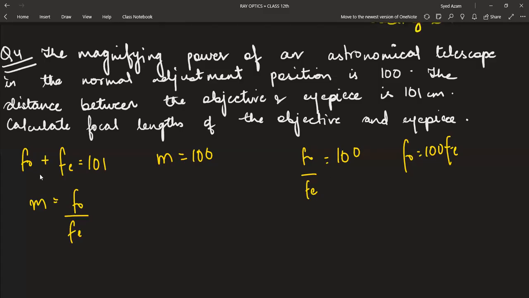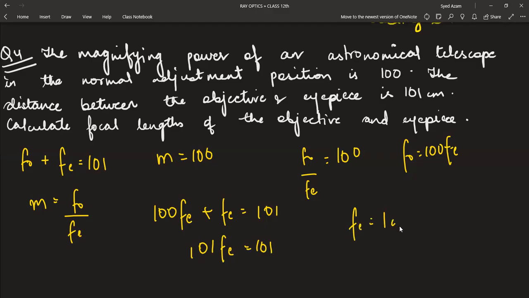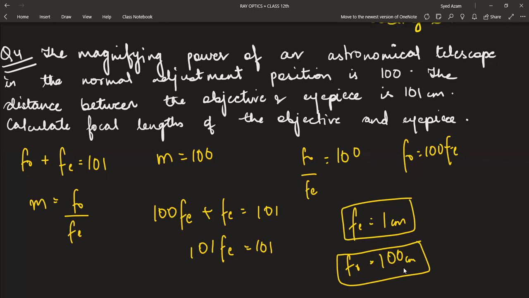Now, if we put this in this formula, it will become 100 fe plus fe is equal to 101. Right. So 100 fe plus 1 fe means 101 fe is equal to 101. So fe, focal length of eyepiece, is 1 centimeter. And if this is 1 centimeter, so f0 is 101 minus 1. So f0 will be 100 centimeters. So this is a question from telescope. Okay, please write it.